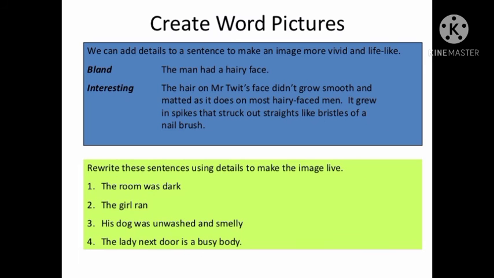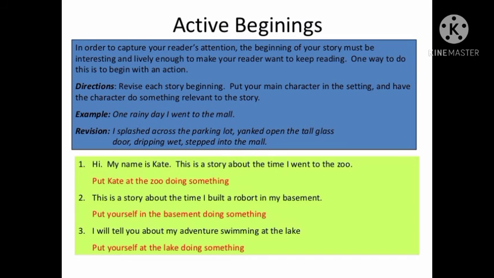Create word pictures. We can add details to a sentence to make an image more vivid and lifelike. Here is an example. We can say the same thing in two different ways. Number one, the man had a hairy face. You can say the same thing in a different way. For example, you can say the hair on Mr. Twit's face didn't grow smooth and matted as it does on most hairy-faced men. It grew in spikes that struck out straight like bristles of a nail brush.